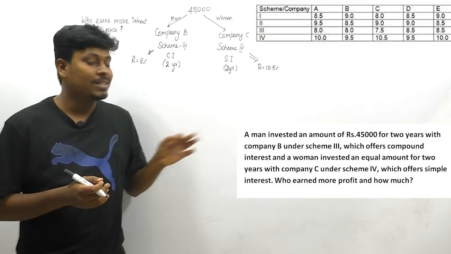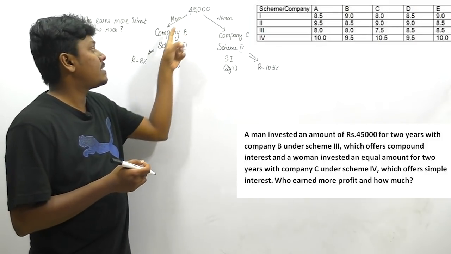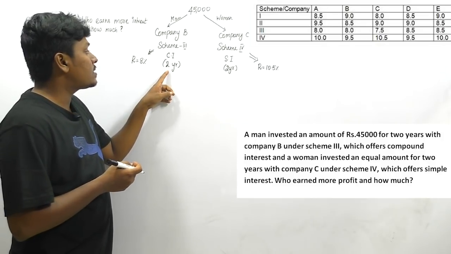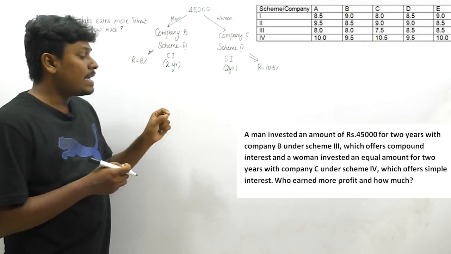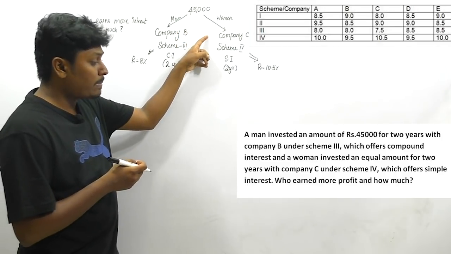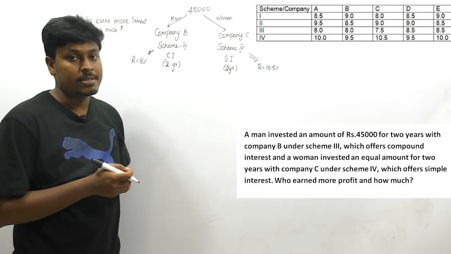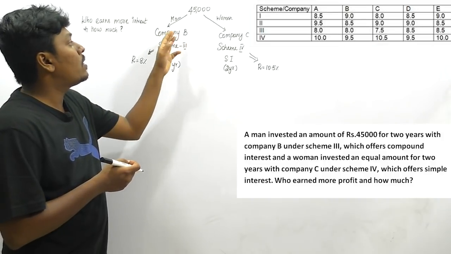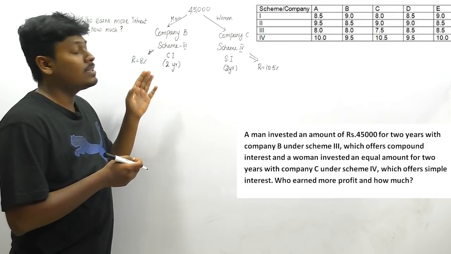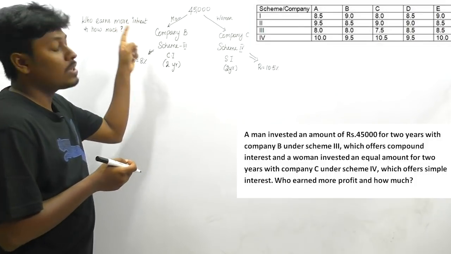Let me move on to the third question, right? See the question here, friends. A man is investing 45,000 in company B, that is scheme number 3, for 2 years, but here it is compound interest. And the woman is also investing an equal amount, 45,000, in company C, scheme number 4, based on simple interest for 2 years. Our target is to find who earns more interest and how much more, whether the woman or the man.